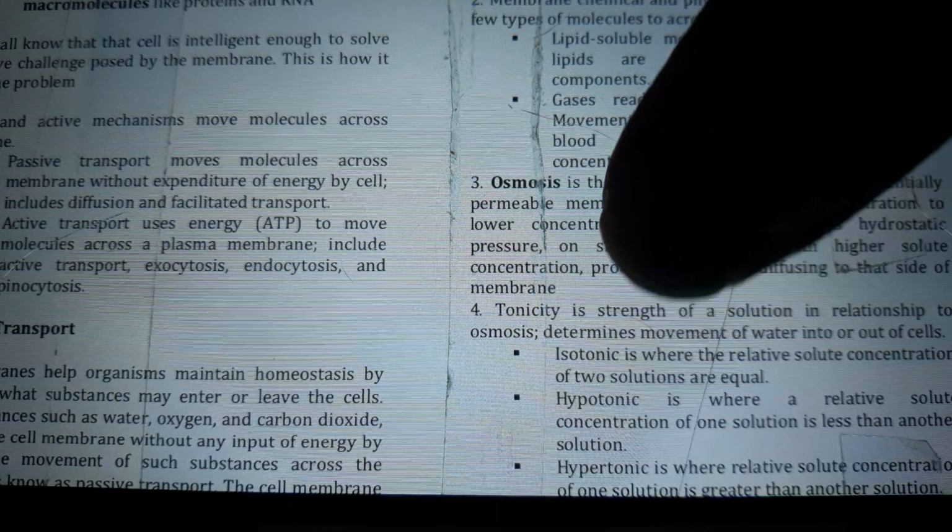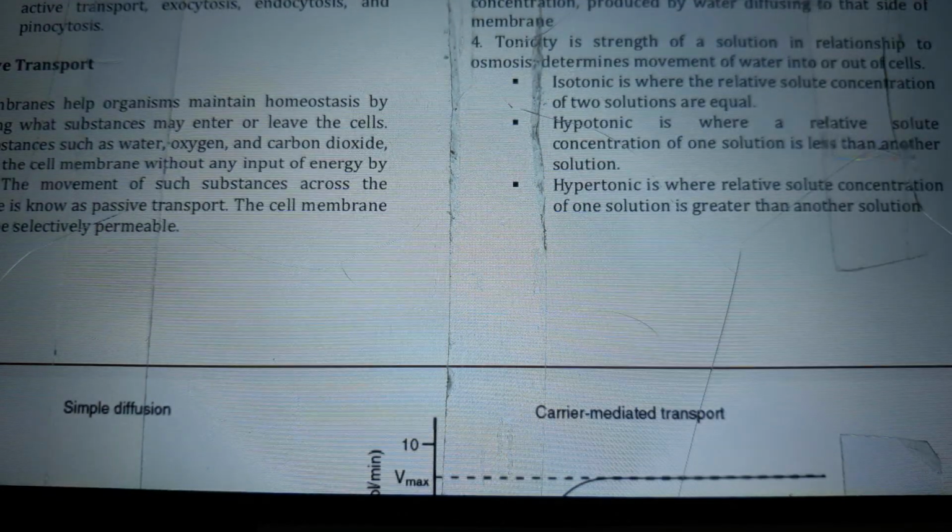and includes active transport, exocytosis, endocytosis, and pinocytosis. Passive transport. Cell membranes help organisms maintain homeostasis by controlling what substances may enter or leave the cells. Some substances such as water, oxygen, and carbon dioxide can cross a cell membrane without any input of energy by the cell. The movement of such substances across the membrane is known as passive transport.